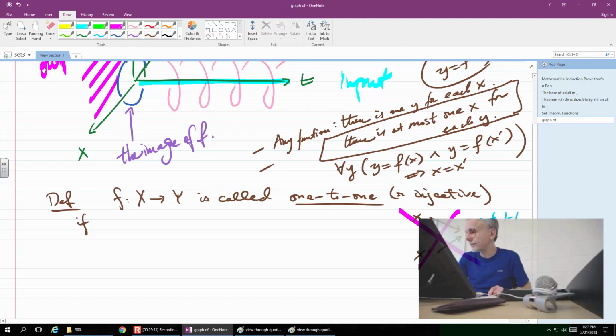Is it not even one-to-one if the x prime and x are the same? No, no. That's the point. If they are the same, they're okay. If they are the same every single time, then we are okay. Yeah, that's the point.